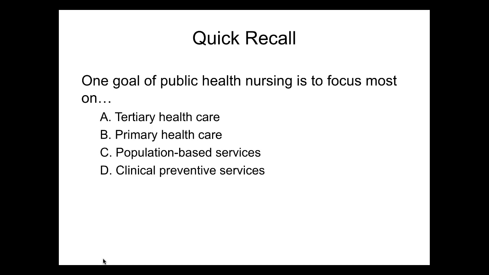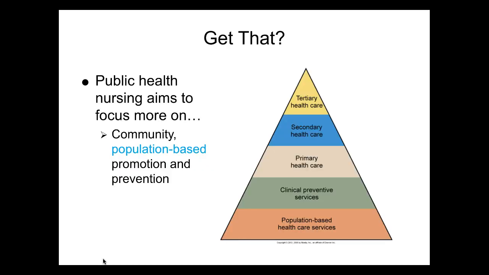So really quick recall: one goal of public health nursing is to focus on A, tertiary healthcare, B, primary healthcare, C, population-based services, or D, clinical preventative service. What do you guys think? So population-based service, right? Because we focus more on the population, promoting health and disease prevention for the greater population.